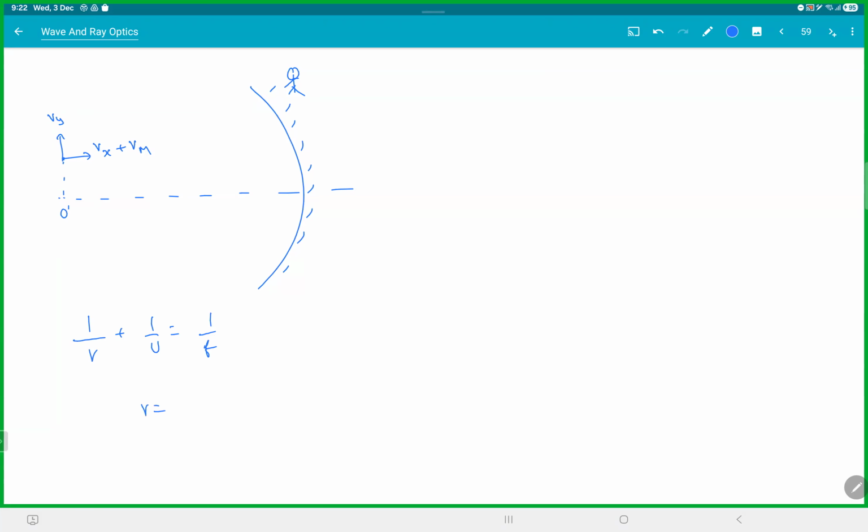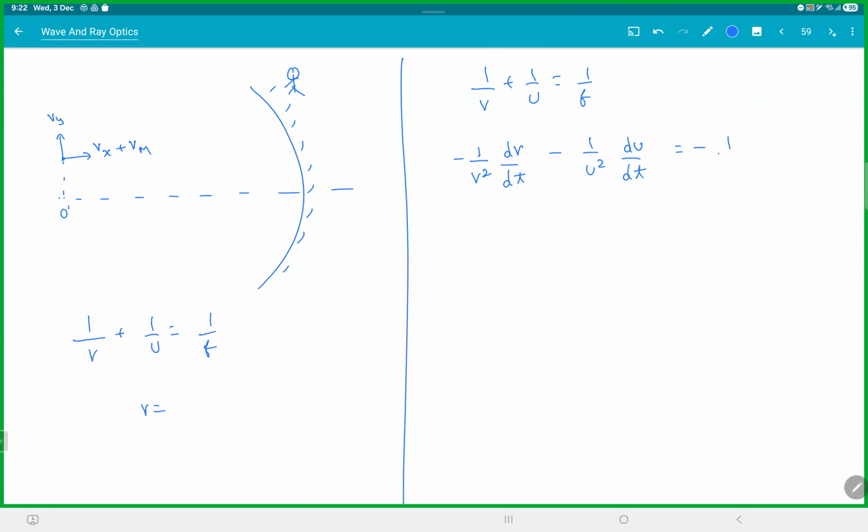Now for the velocity, 1/v + 1/u = 1/f. Differentiate this on both sides. We get -1/v² dv/dt - 1/u² du/dt = -1/f² df/dt. f is constant, so this goes to 0. So we get dv/dt = -(v²/u²) du/dt.